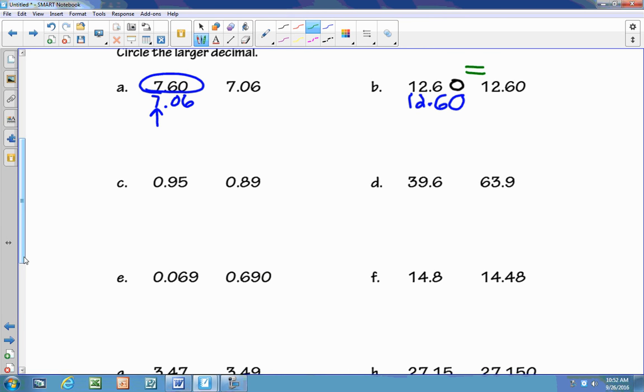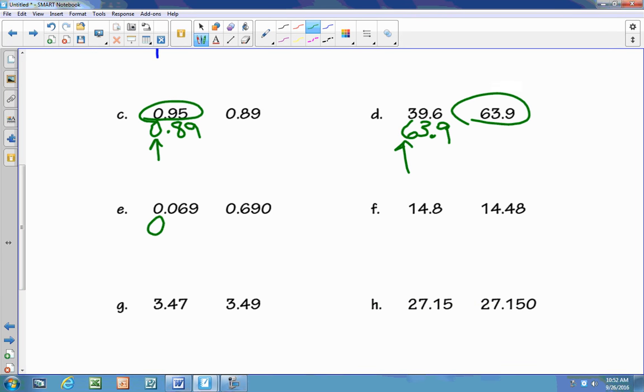Next, I have 95 hundredths and 89 hundredths. If I line them up, I see that the 0 is the same, and I see the 9 is larger, so I know that 95 hundredths is larger. Next, I line this one up by my decimals, and I notice right away that the 6 is bigger than the 3, so that is larger. And I come down here, I line them up using the decimal again. These are the same. The 6 is larger in this one, so 690 thousandths is larger.